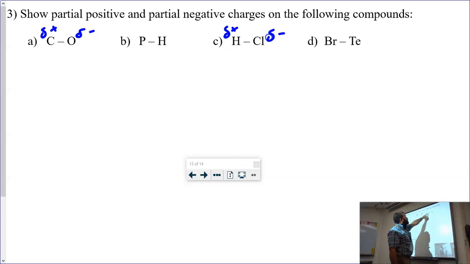D, bro. There's bro. It's bromine. That's an electronegative element too. Very electronegative. So this is going to be partially negative. This is going to be partially positive.